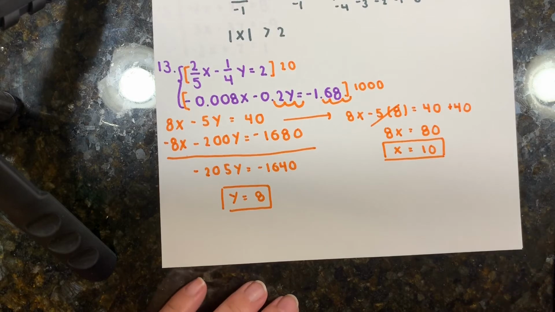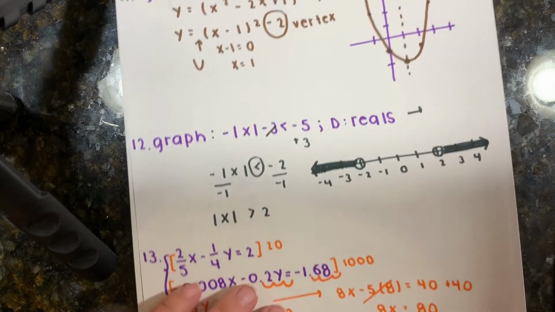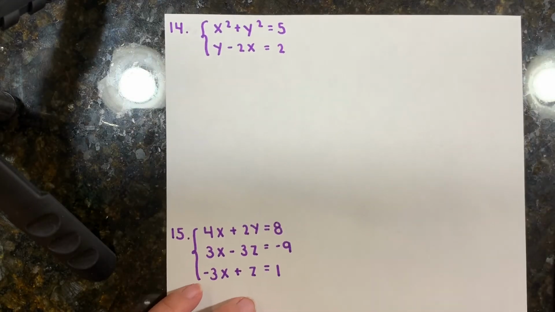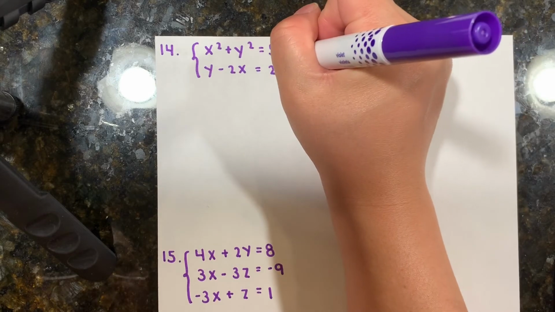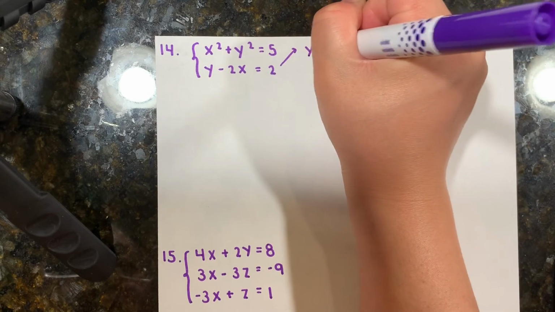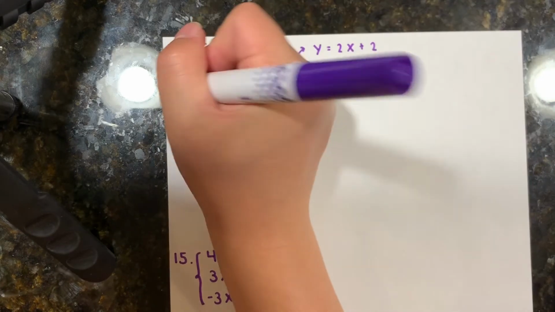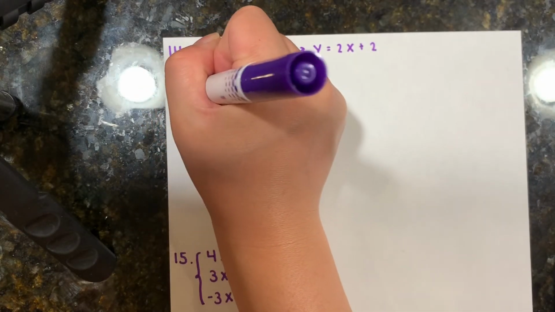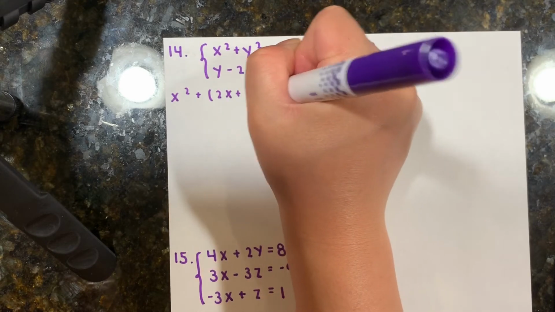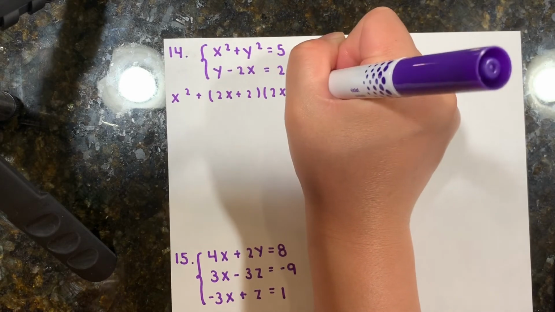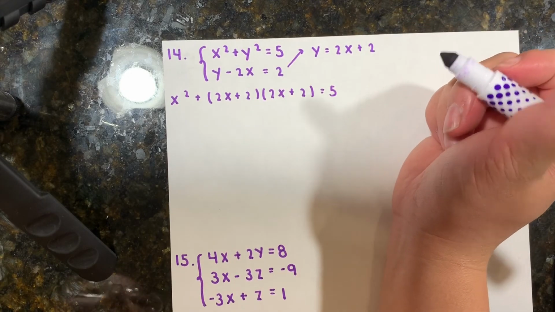So make them into whole numbers before you do substitution or elimination. Now looking at number 14, I'm going to solve the bottom equation for y before inputting it into the equation. That's going to give me y is equal to 2x plus 2. And that inputted would become x squared plus (2x plus 2) squared, which would be (2x plus 2)(2x plus 2) equals 5. We do have to multiply that out.